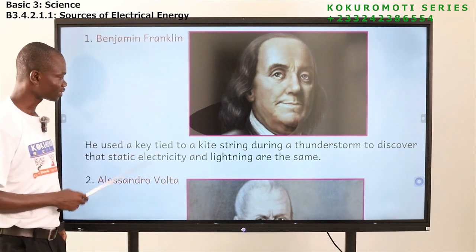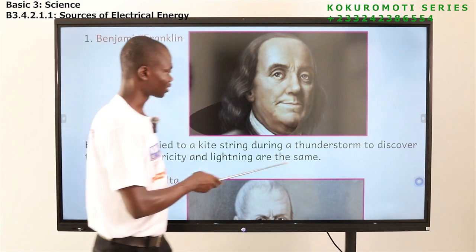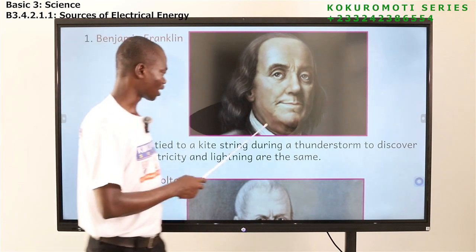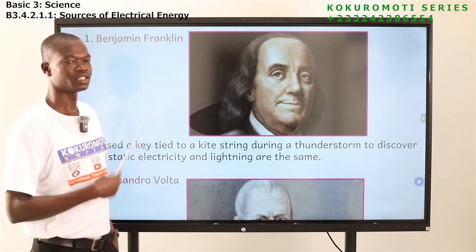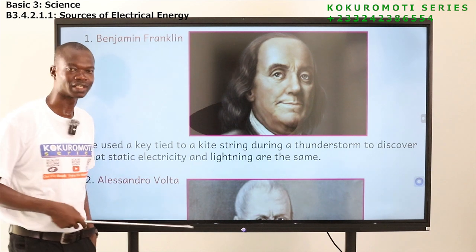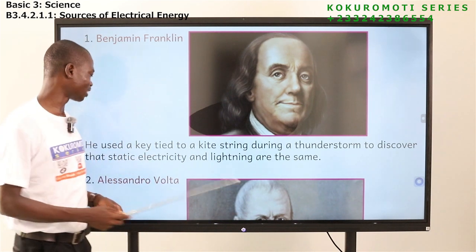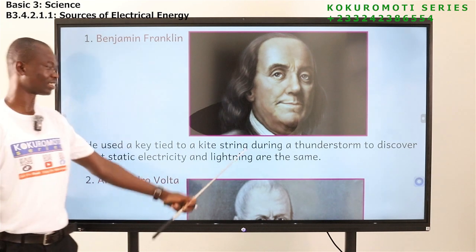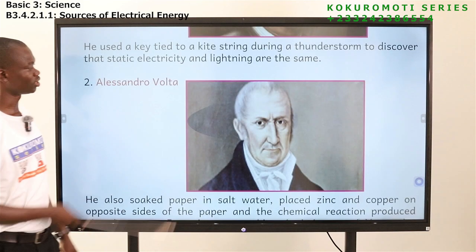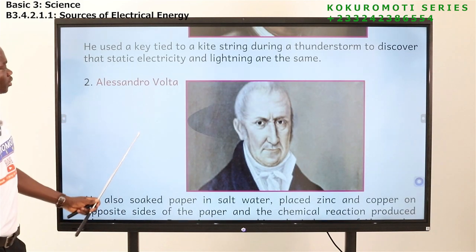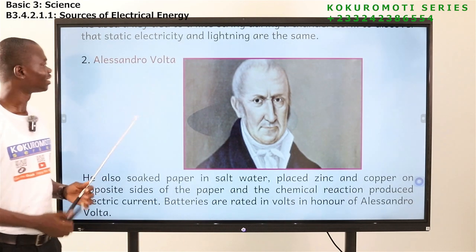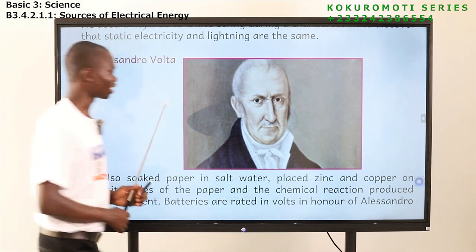He used a key tied to a kite string during a thunderstorm to discover that static electricity and lightning are the same. So he conducted an experiment using a key tied to a kite string, and he discovered that static electricity and lightning are the same. So this man did something in the history of electricity. We have his name documented as one of the people who helped discover electricity.